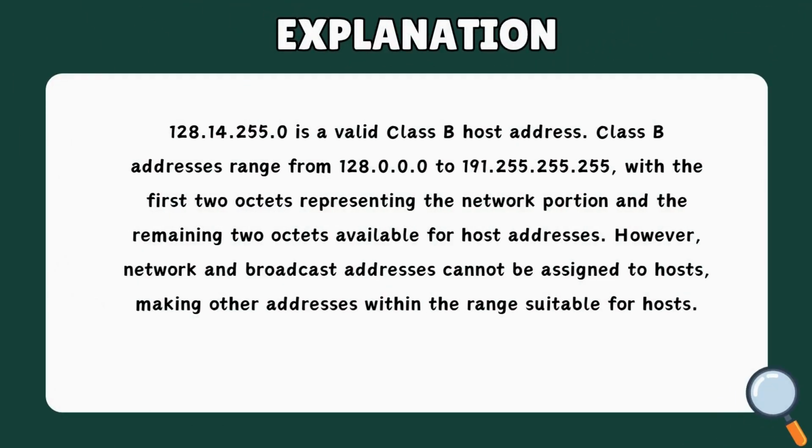128.14.255.0 is a valid Class B host address. Class B addresses range from 128.0.0.0 to 191.255.255.255, with the first two octets representing the network portion and the remaining two octets available for host addresses. However, network and broadcast addresses cannot be assigned to hosts, making other addresses within the range suitable for hosts.